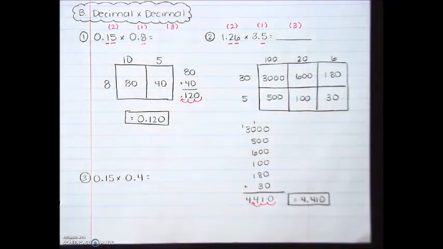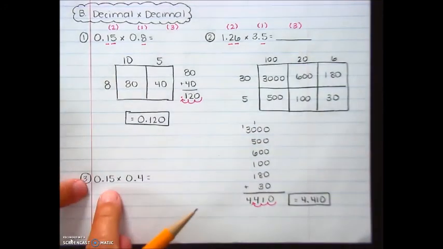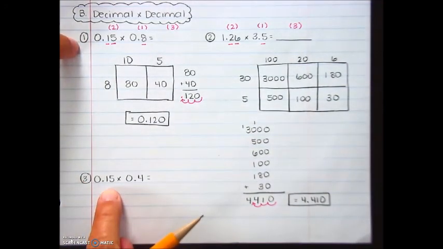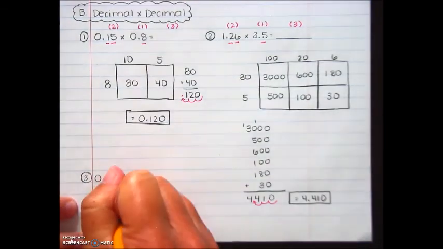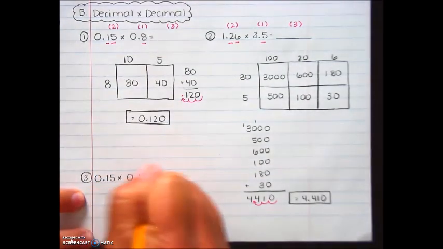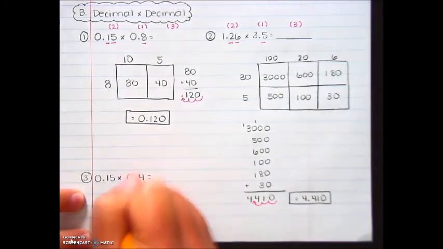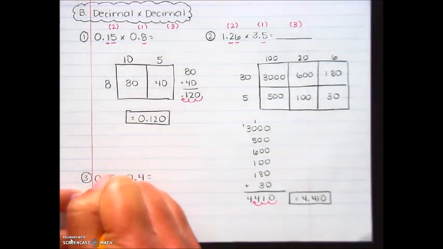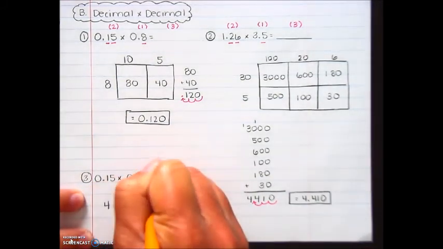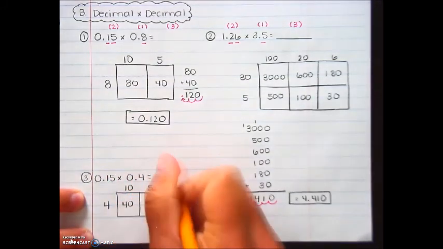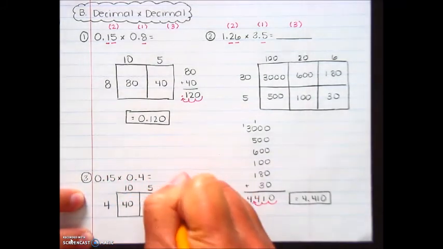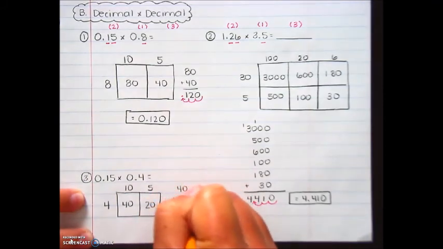Now I want to look at one more example, and this one is a slight twist on number 1. This is 0 and 15 hundredths times 0 and 4 tenths. I'm going to set that up again very quickly. This one you might even be able to do in your head. 10 and 5. 10 times 4 is 40. 4 times 5 is 20. Add together 40 plus 20 equals 60.